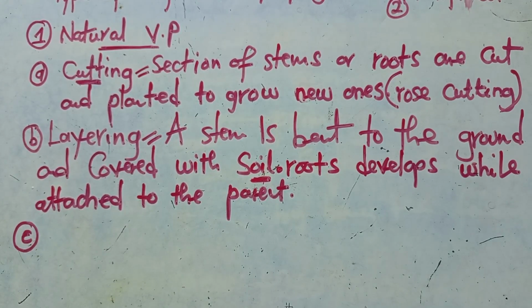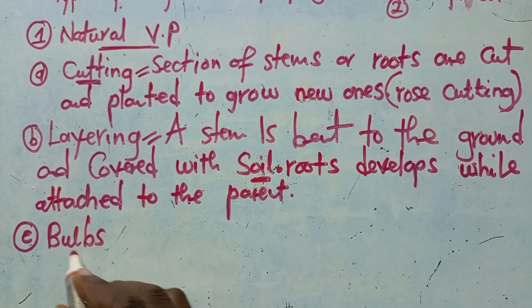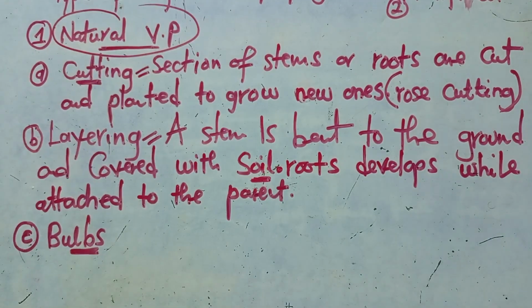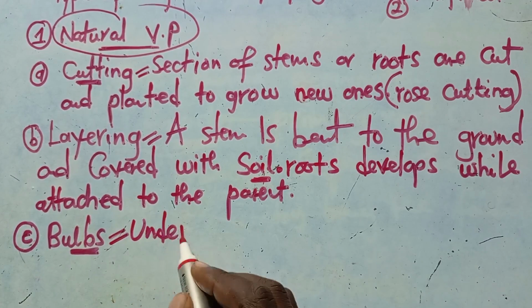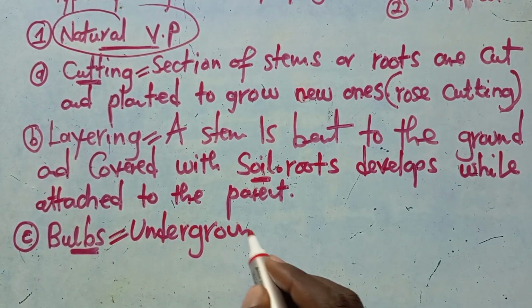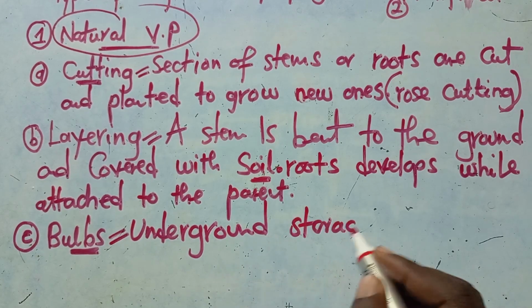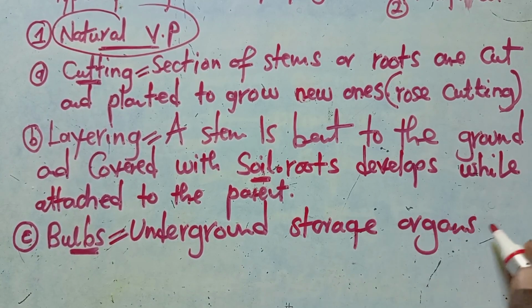The second one is what we call bulbs. This one falls under natural vegetative propagation. What do we mean by this? You discover that there are underground storage organs. Underground storage organs.